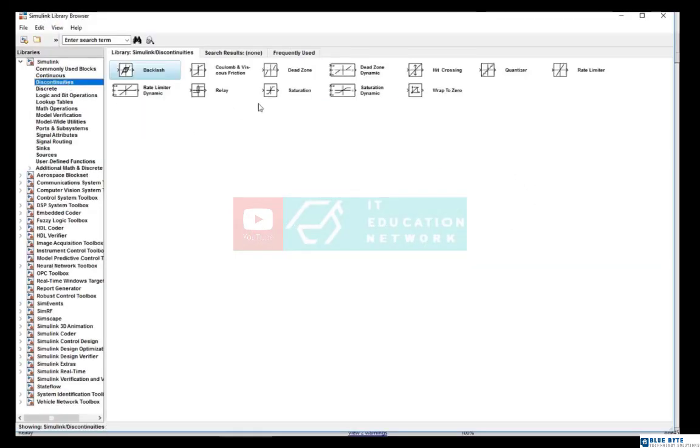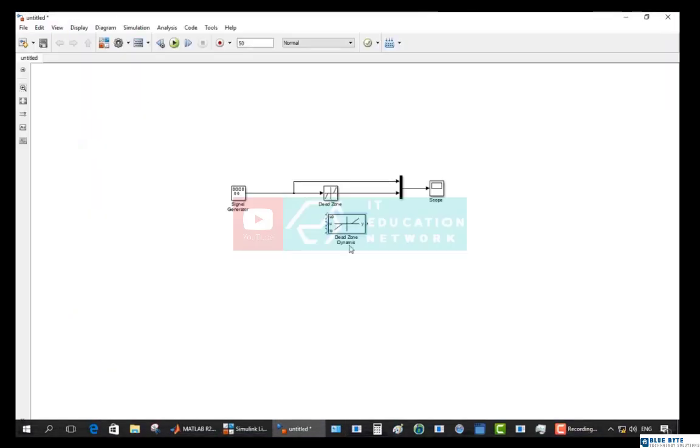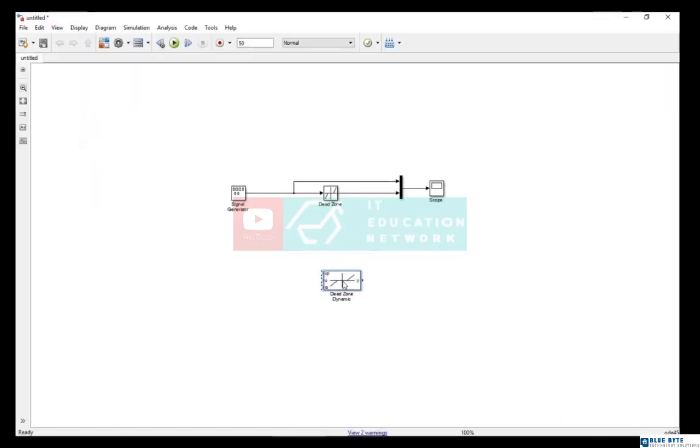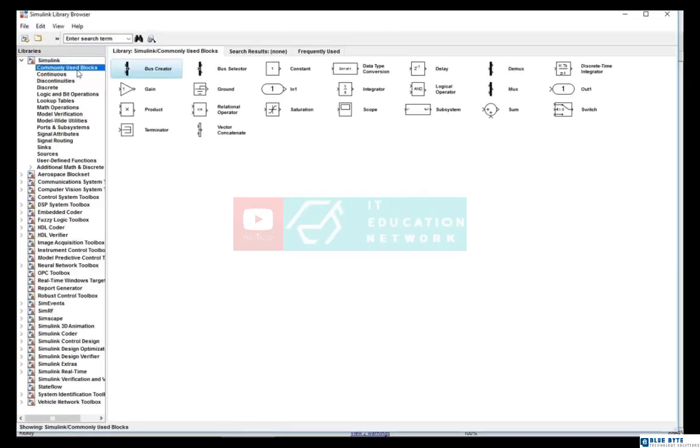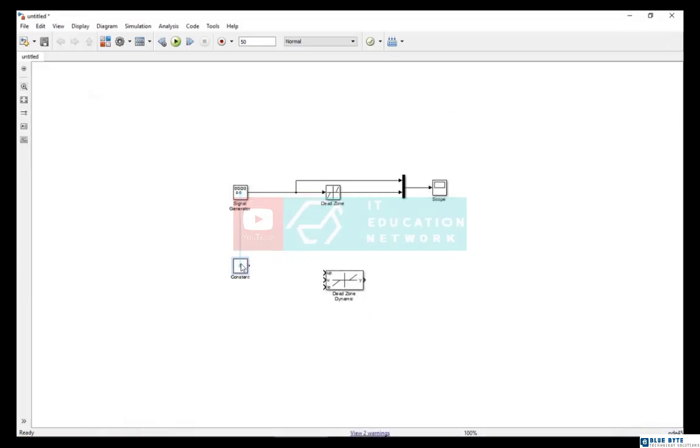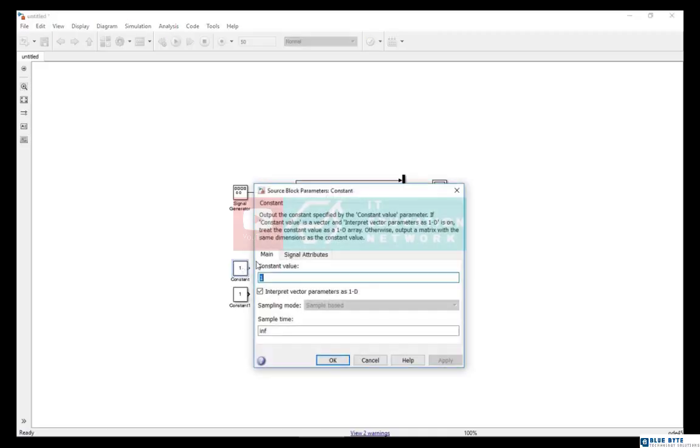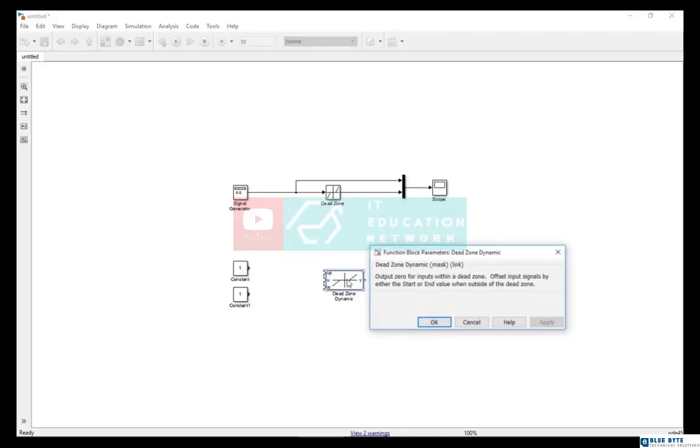Here we have dead zone dynamic. It's same as dead zone, but as upper and lower limit. I double click on the block, but as you can see, I cannot enter any amount as input.